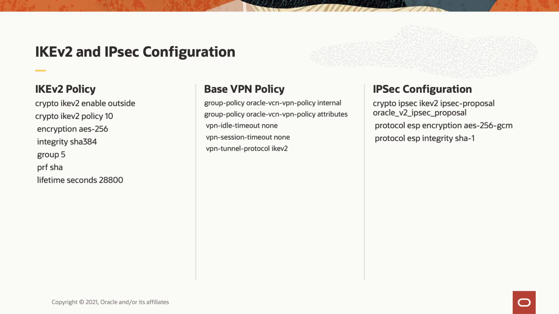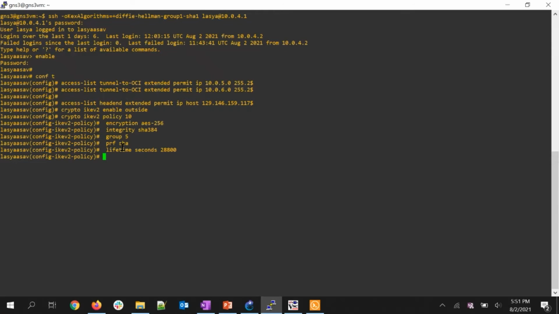Next is the IKE and IPsec configuration. IKEv2 is enabled on the outside interface and the IKEv2 policy is created with a priority of 10. And all these parameters are defined for authentication and encryption. We'll take this command and put it in the ASA device. All right.